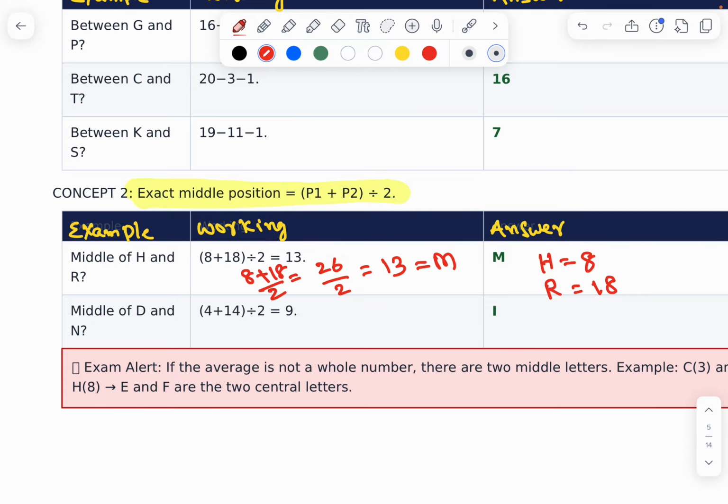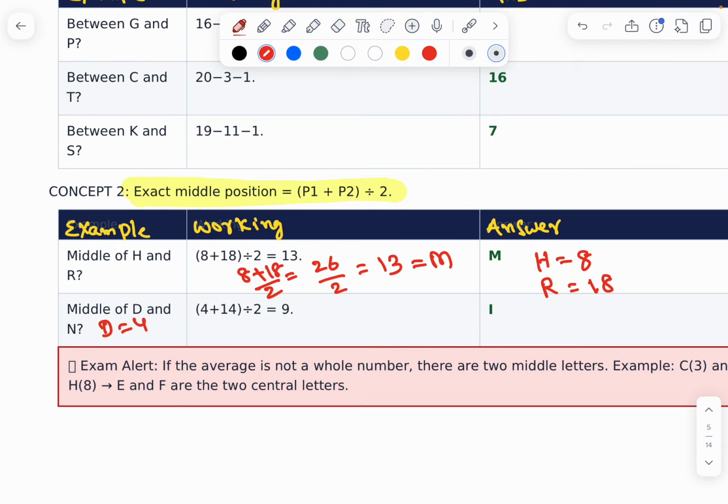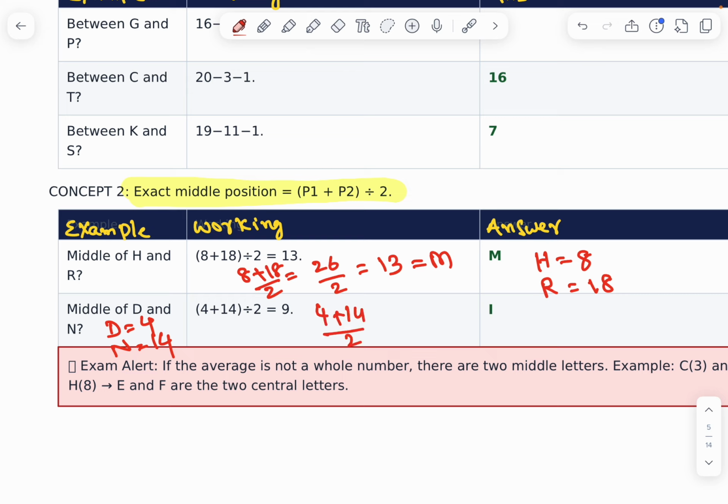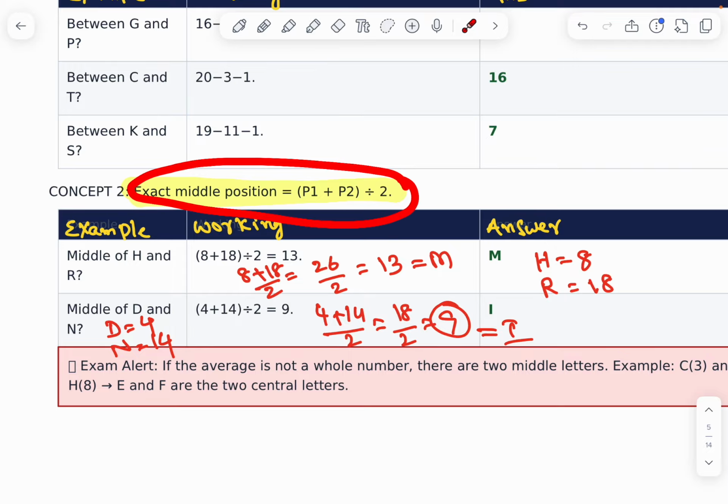Next question. What is the middle value of D and N? D is equal to 4. N is equal to 14. What is the middle number? 4 plus 14 by 2, that is equal to 18 by 2, that is equal to 9. 9 is equal to I. This is the answer. Simple technique. This formula is most important.